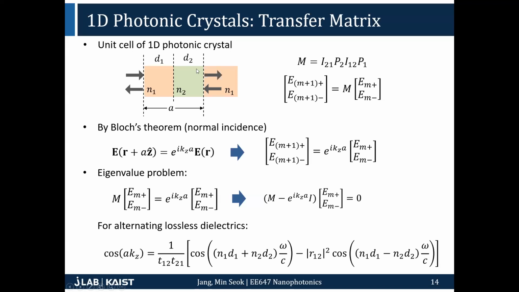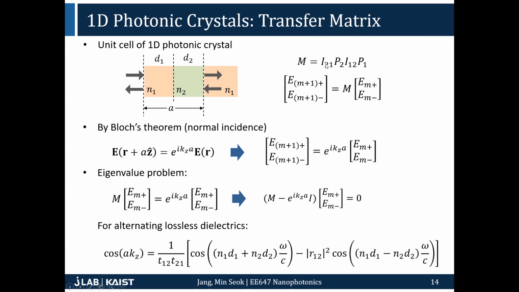And then we do the same thing for alternating layers. If we include one period of our alternating dielectric slab, our transfer matrix is defined as P1, I12, P2, I21. Here P1 is the propagation in the first layer, I12 is the interface between 1 and 2, P2 is the propagation in the second layer, and I21 is the interface between 2 and 1, right?